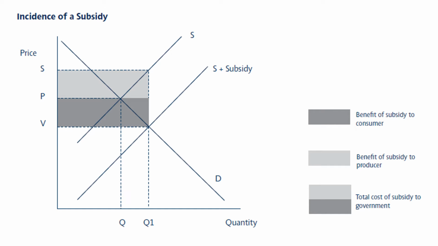This diagram nicely summarizes that with the introduction of a subsidy, the total cost is represented by the light and dark grey areas. That's the total cost of the subsidy to the government. The benefit that goes to the consumer is represented by the dark grey area, and the benefit of the subsidy that goes to the producer by the grey area. One thing you'll notice compared to the incidence of taxation is that the consumer is now on the bottom, whereas the producer is now on the top. So you just have to flip that around in your mind and recognize that will be the case when we're talking about a subsidy.